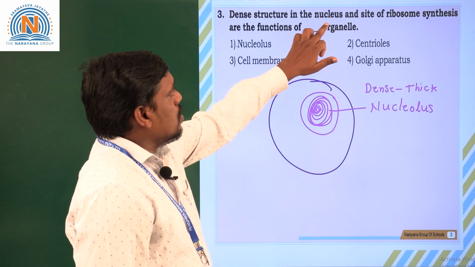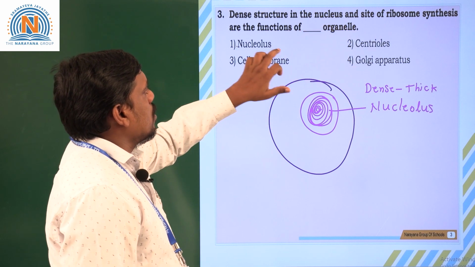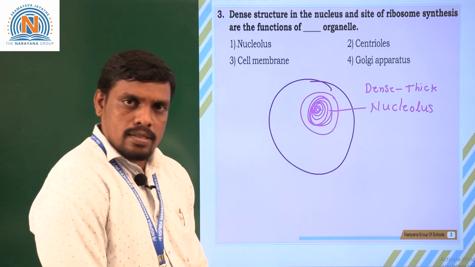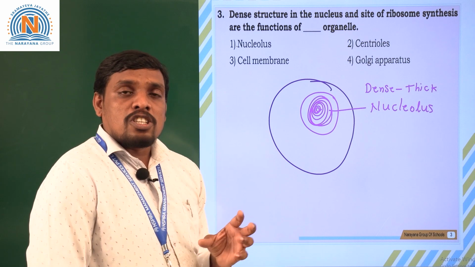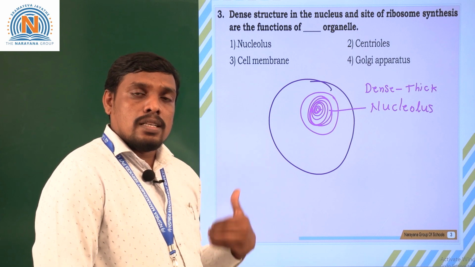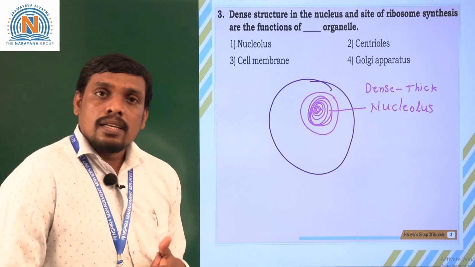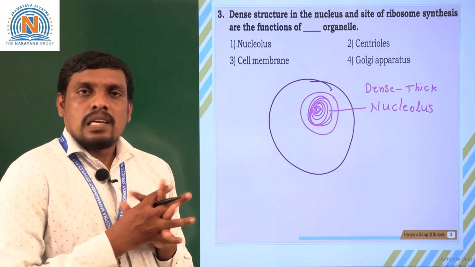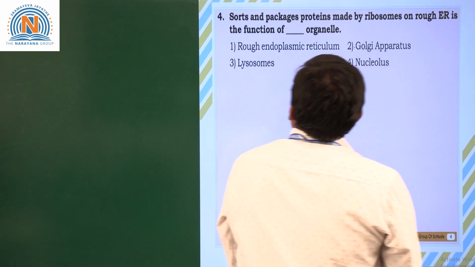So the dense structure present in the nucleus and site for ribosome synthesis are the functions of an organelle called the nucleolus. The nucleolus is a special structure that is seen in the nucleus. So the nucleus is responsible for certain kinds of functions which are mentioned in the question. Clear, children? Moving to the next question. Look at the next question.